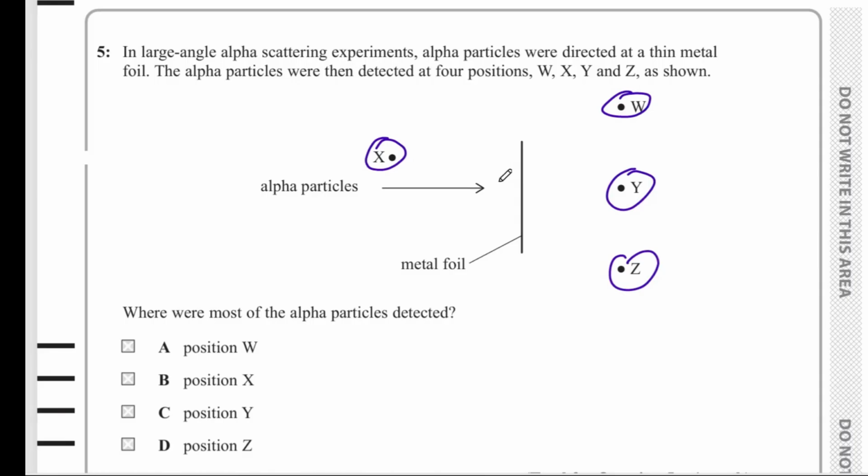Remember that 99% of the space inside an atom is empty. And if 99% of the space inside an atom is empty, there are very few chances that alpha particles would be diverted somewhere else, right? Some of them are going to get back to X, some to Z, some to W as well. But most of the alpha particles would be hitting straight at point Y, because most of the space in an atom is empty and the alpha particle would pass through the gold foil without any diversion. So that is why I'm going to go with option number C.